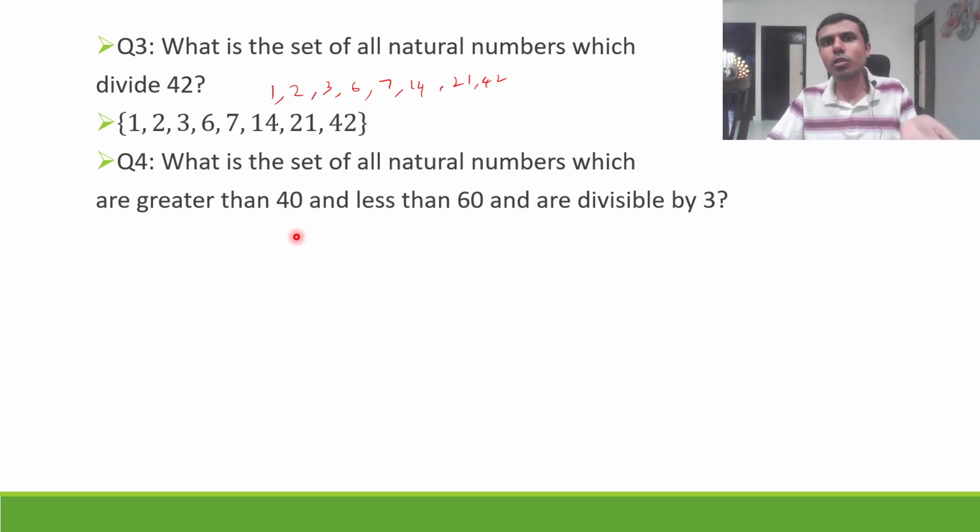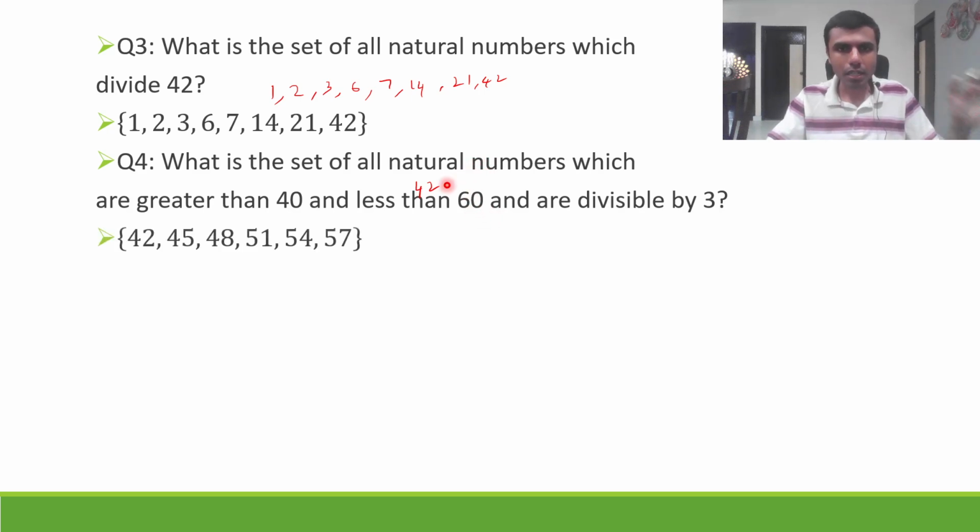So after 42, what will be the next number? Add 3. First you will get 42. Next add 3, 45. Again add 3, 48, 51, 54, 57, and 60 should not be considered because it should be less than 60. So the answer is 42, 45, 48, 51, 54, 57. That's it. You should not take 60 because here the question is less than 60. Hope you got it right.